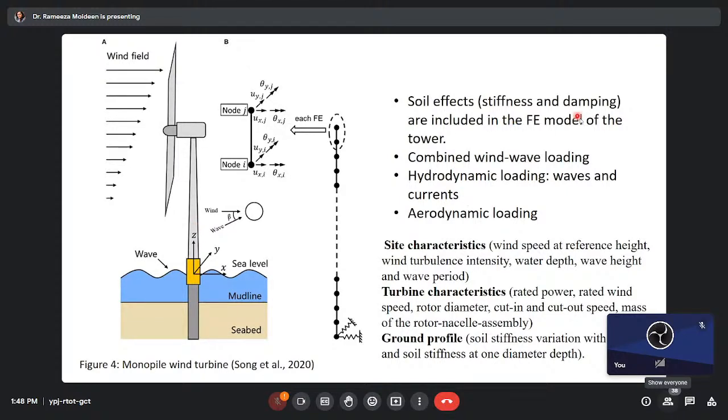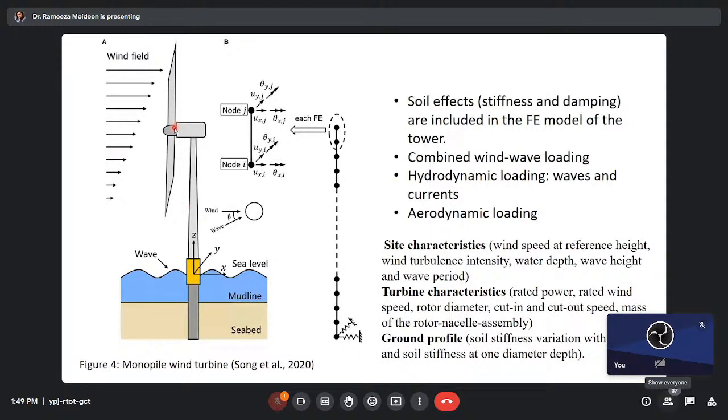As I said, there are soil effects, which include stiffness and damping, and there are different finite element models for designing the turbine and also for designing the piles. The site characteristics are very important. We design for the wind speed at the reference height. The reference height is at the hub, so this can be 50 meters.